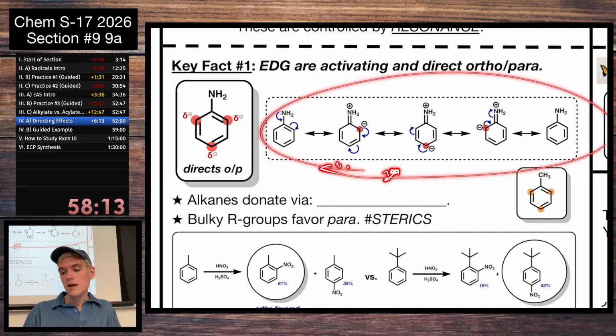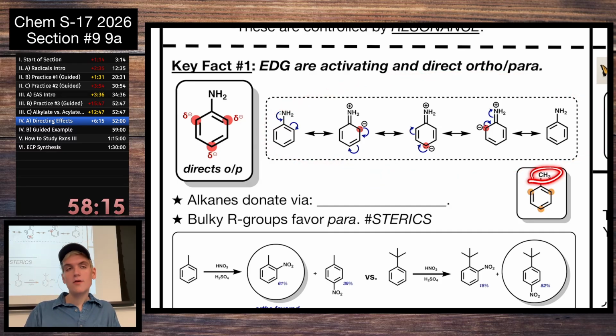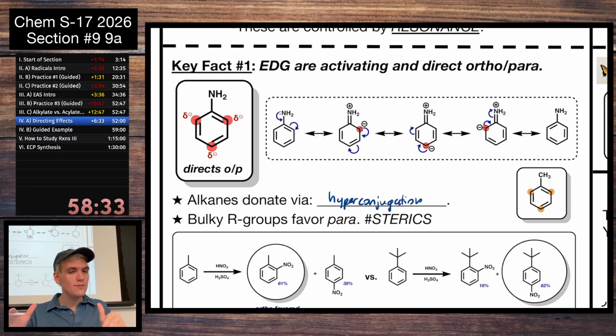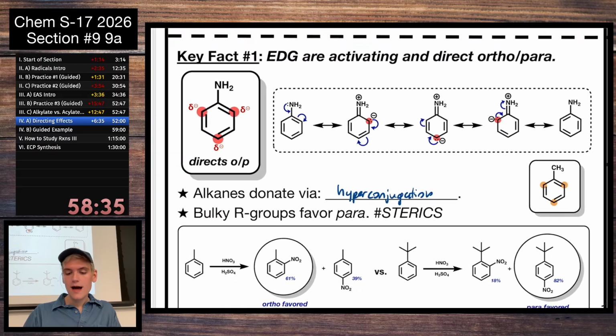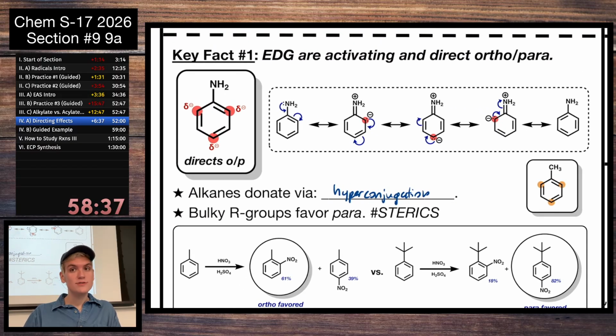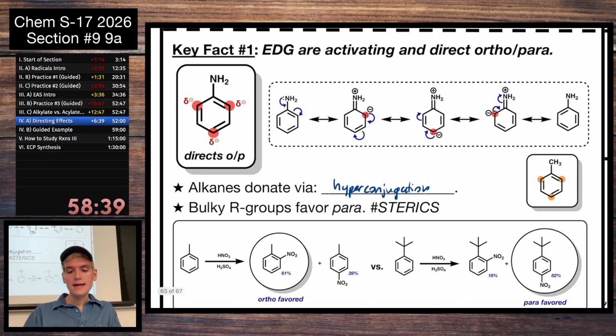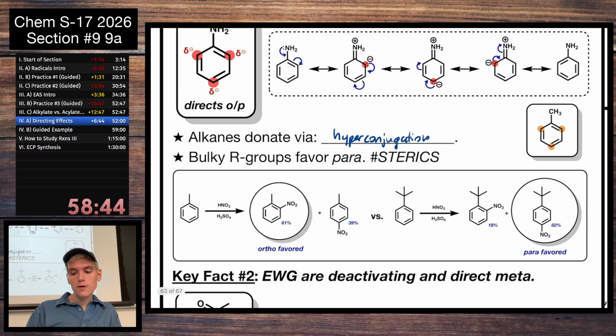Yes. The other thing is alkanes are also electron donating, but how are they electron donating? Via what? Say again? Hyperconjugation. So this is like how they stabilize a carbocation, how they donate a little bit of electron density. So alkanes are donating via hyperconjugation. Now, again, we said that this directs ortho and para. So we're going to get a split.